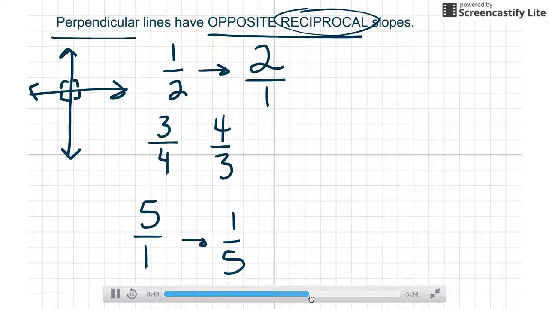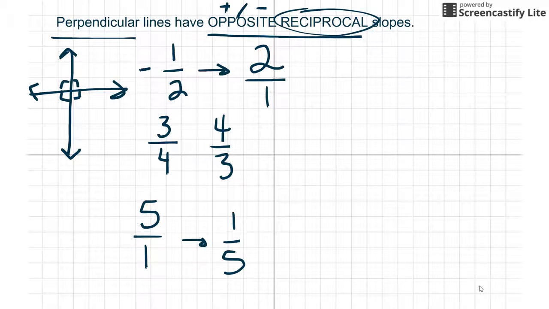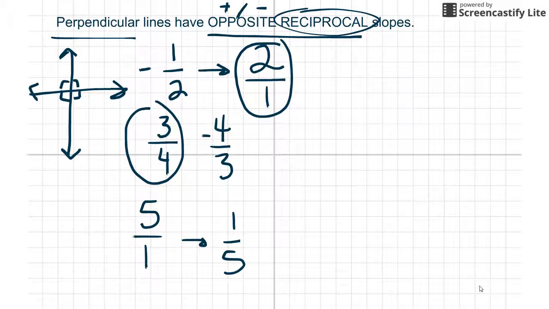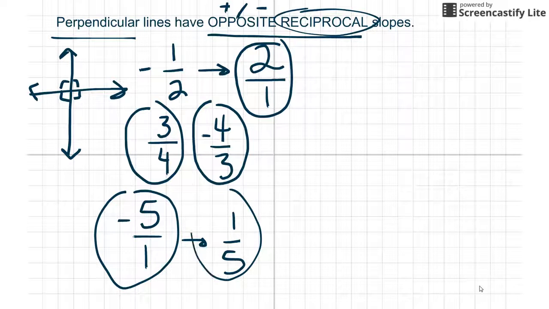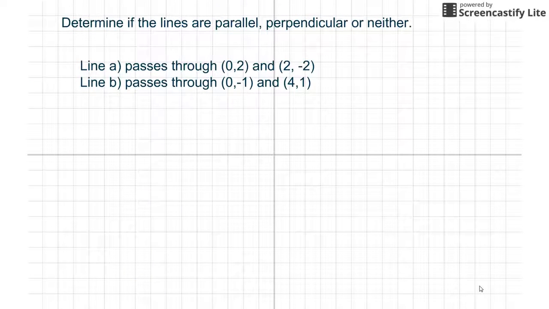But now, for the opposite, it means if it was positive, you're going to make it negative. And if it was negative, you're going to make it positive. So, for example, if this was negative 1/2, opposite reciprocal would be a positive 2/1. If this was a positive 3/4, then the opposite reciprocal, I would make that negative. If this was negative to start, I would make this one positive. So opposite reciprocals, you have to flip it and also change the sign.